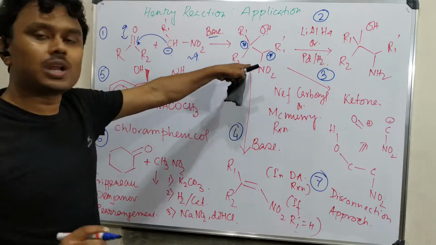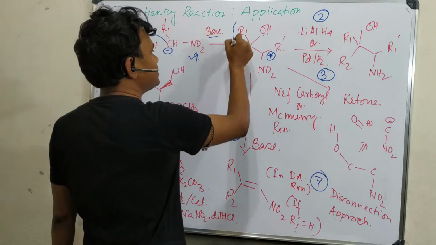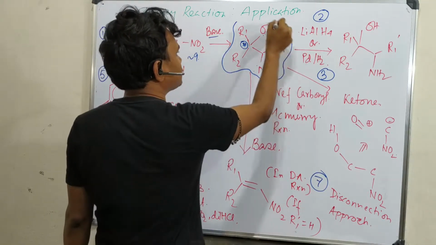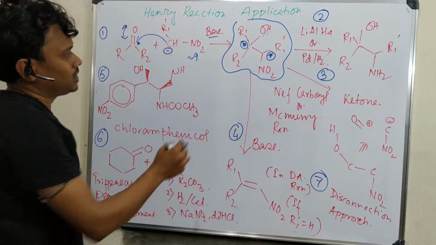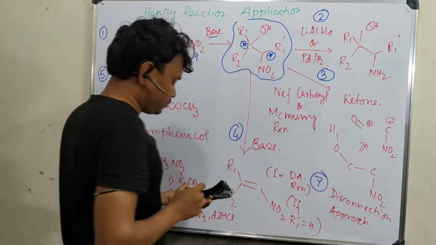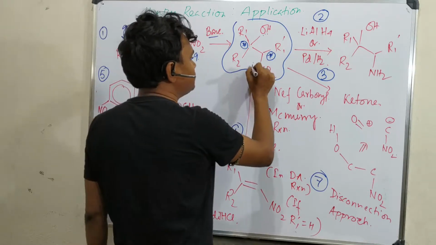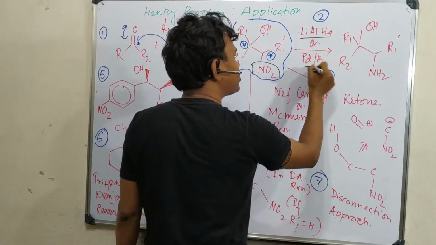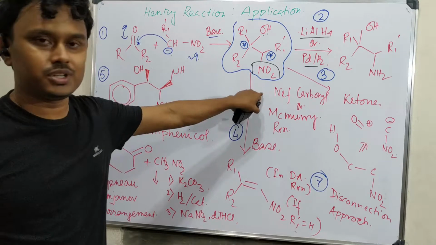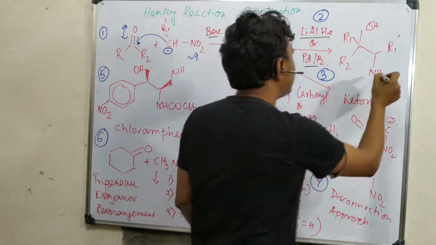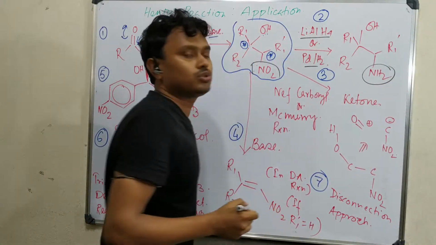So let's check the utilization of this product, which is the product of the Henry reaction. What is the application? First of all, the nitro group is here, so we can expect that the nitro group could be reduced, and it is actually that. In the presence of lithium aluminum hydride or palladium and hydrogen, this nitro group is reduced, meaning after workup we get this amine. So nitro to amine is possible.